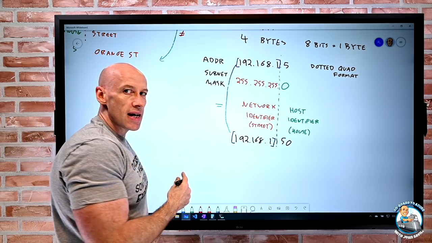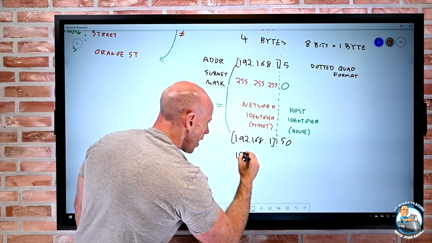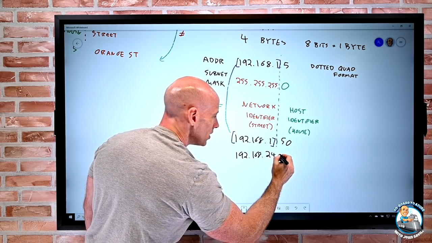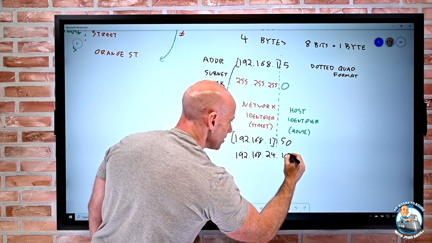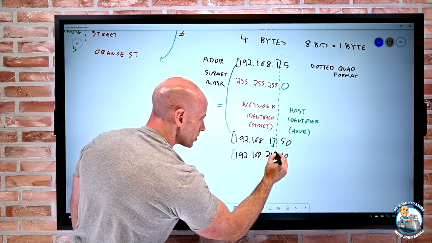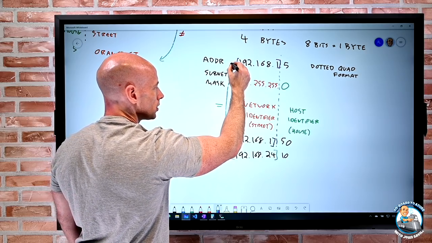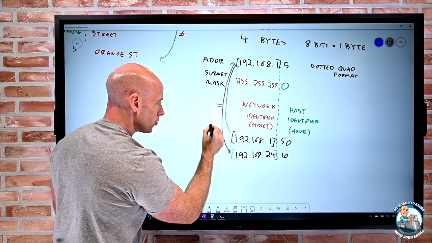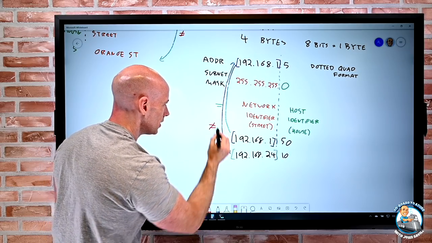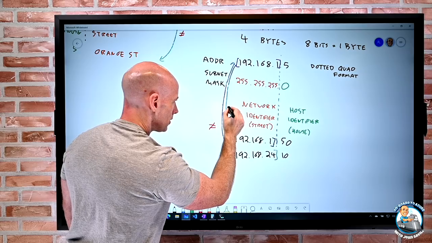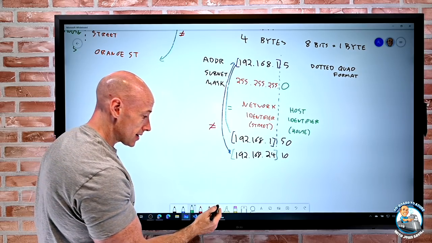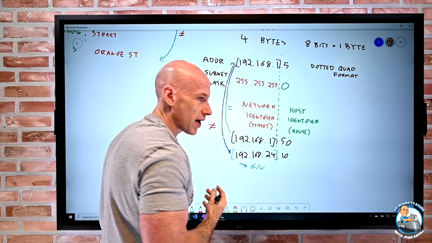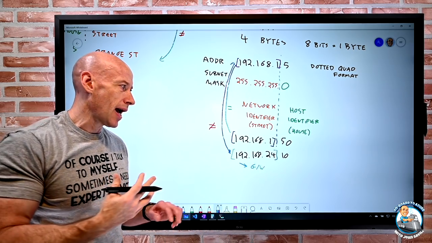Now, if I was sending it to 192.168.24.10, well, it looks at the network part. Well, they don't match. So they are not equal over here. So it's not going to send it itself. Instead, it's going to say, hey, I'm going to send you via my default gateway. And this is a more specific route, which could happen.